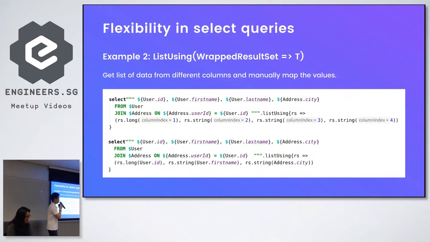So next, in this example, if you require more manipulation of your result set, you can use the list using method, which will bring you the result set, and you can tell it what projection you want to bind the data to, which is projection 1. I'm saying that I want to bind it to a type of long, and projection 2, I want to bind it to a type of string. And if you don't want to use the projection index, you can use the column name itself, which references the user ID, and I say I want to bind it to a long.